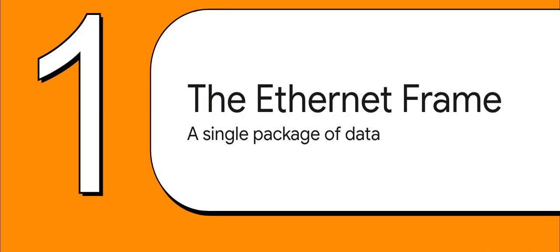To really get what a switch does, we first have to meet our main character, this little packet of data called an Ethernet frame. This is the basic package for all communication on your local network. Just think of it like a digital envelope. It's carrying your data inside, and just like a real envelope, it needs a to address and a from address to get where it's supposed to go.